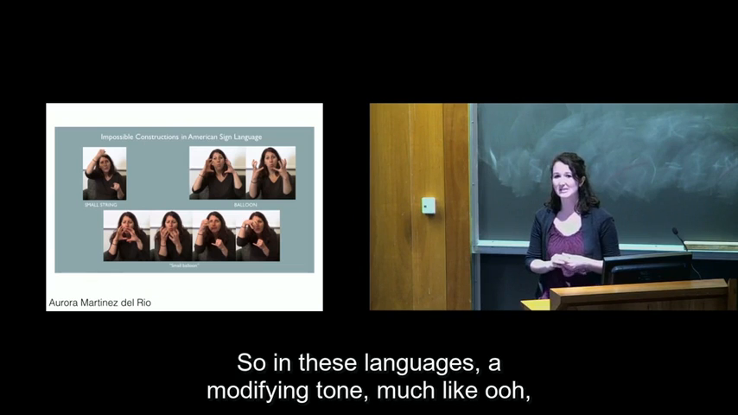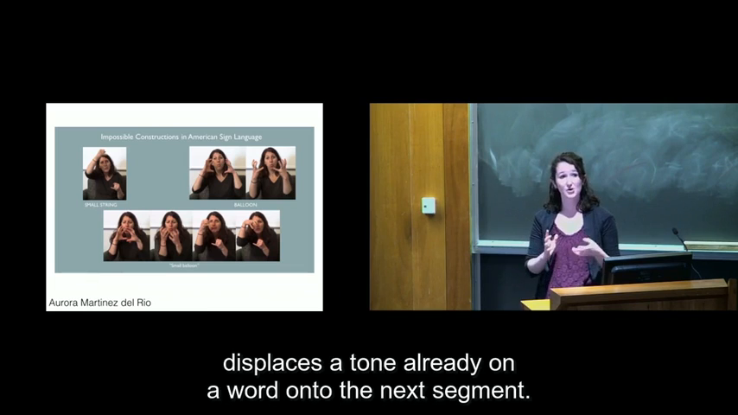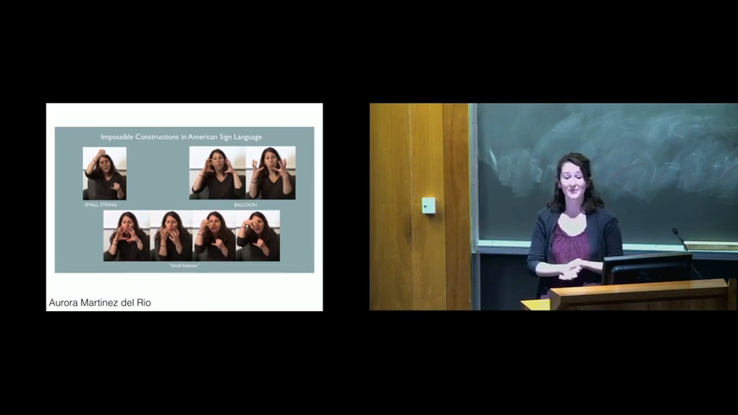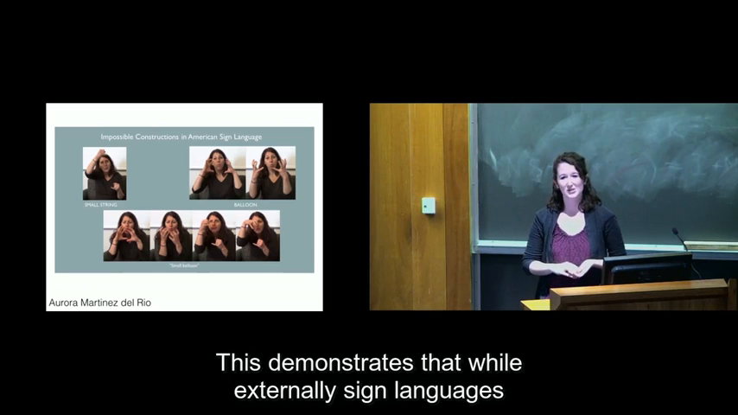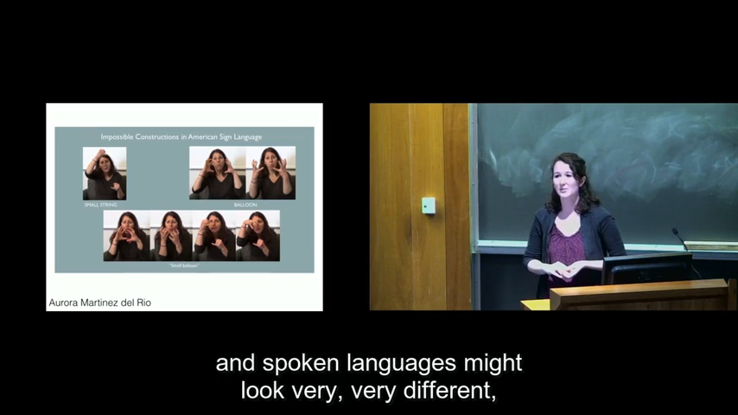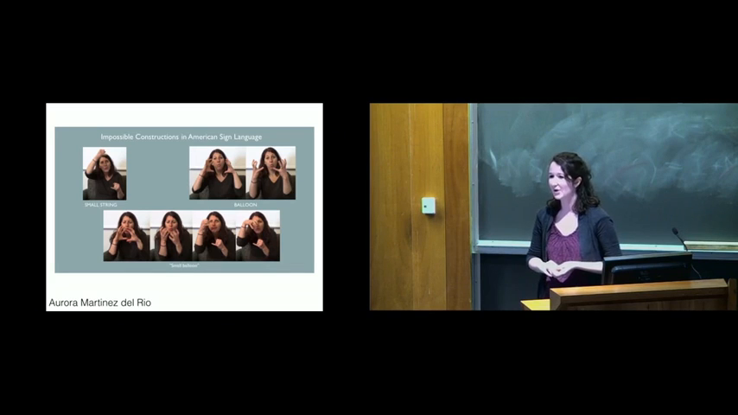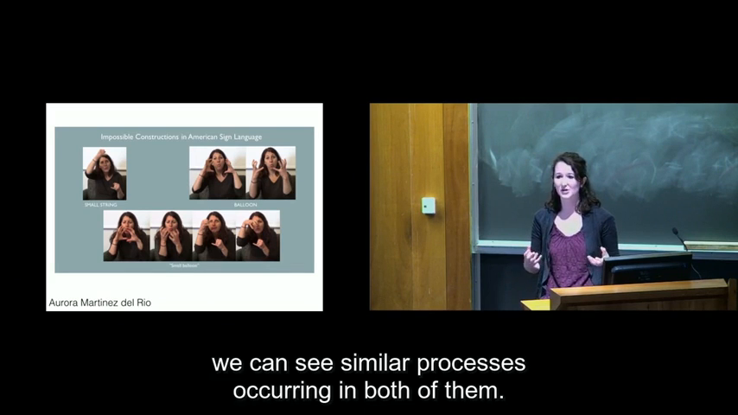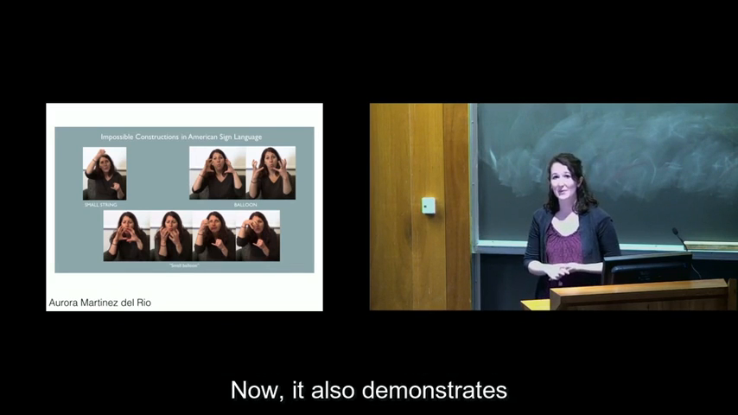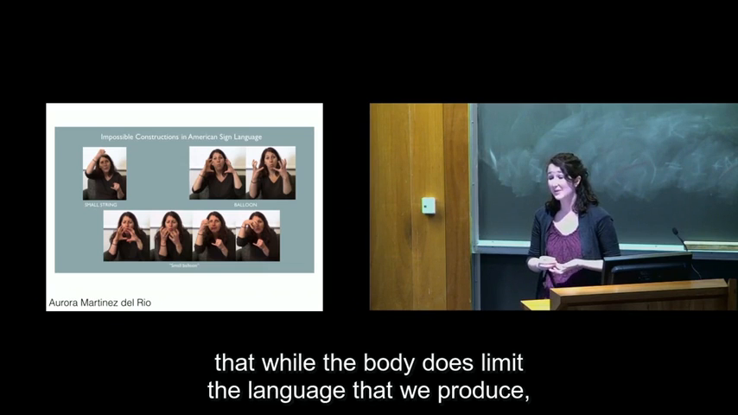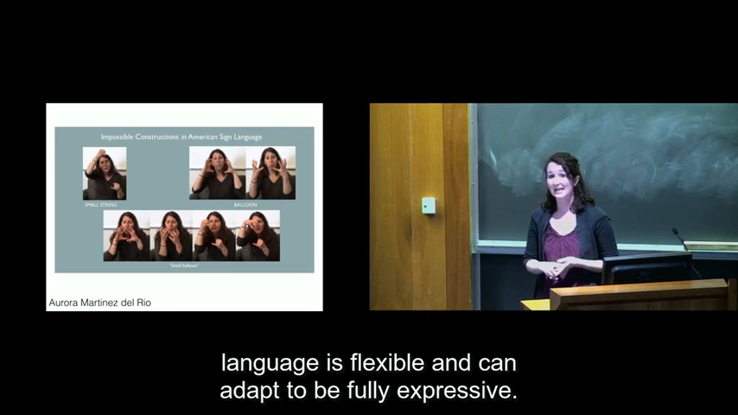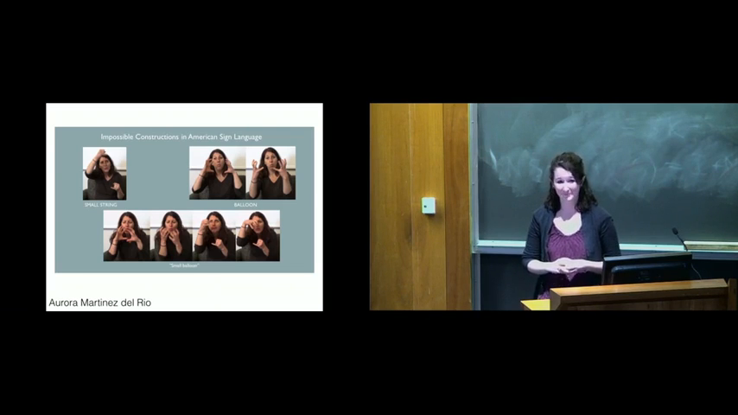In these languages, a modifying tone, much like ooh, displaces a tone already on a word onto the next segment. This demonstrates that while externally sign languages and spoken languages might look very, very different, we can see similar processes occurring in both of them. It also demonstrates that while the body does limit the language that we produce, language is flexible and can adapt to be fully expressive. Thank you.